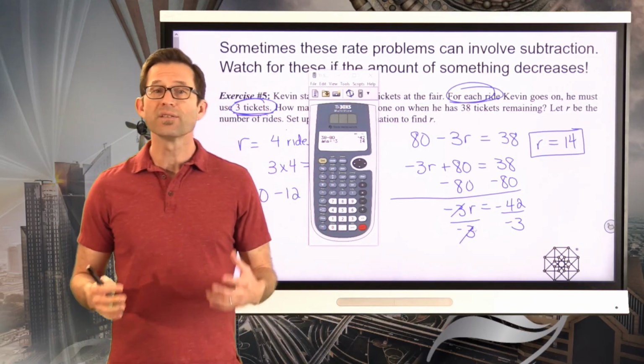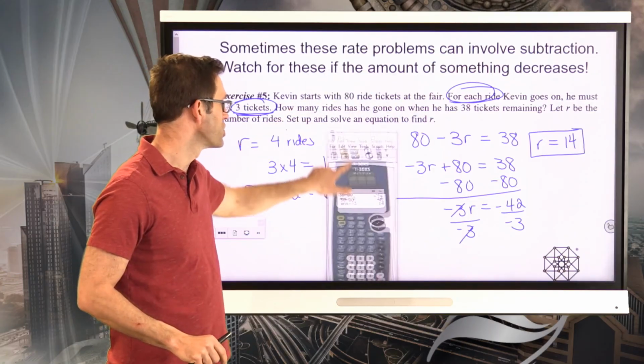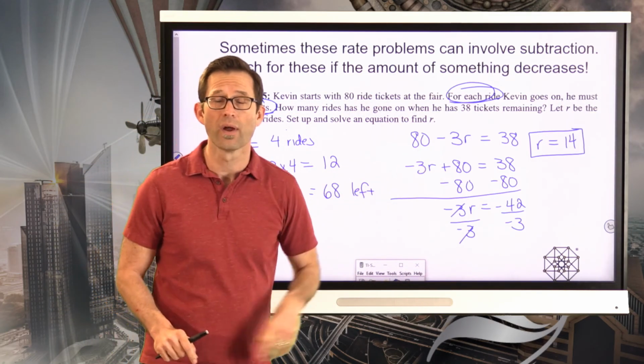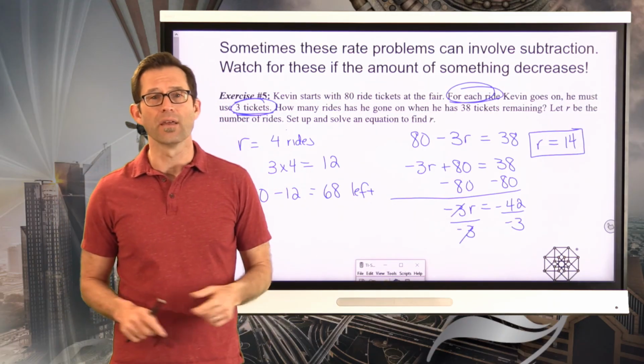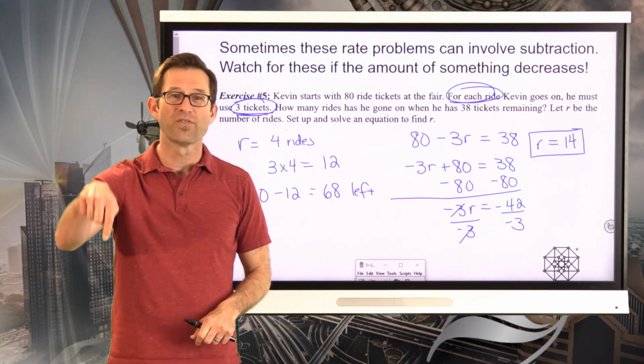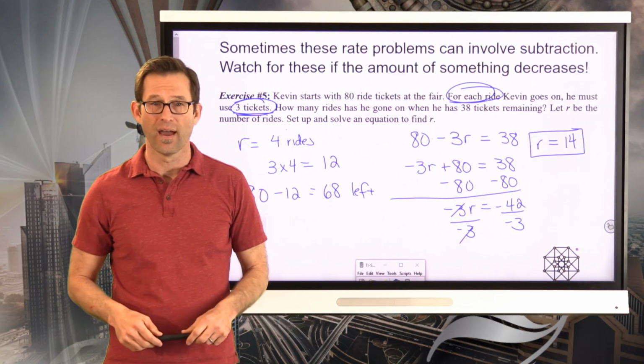All right, that is of course a little bit more challenging because what's going on is we've got something decreasing based on a rate. You might even say that the rate is negative: negative 3 tickets per ride, because the number of tickets that Kevin has is going down.